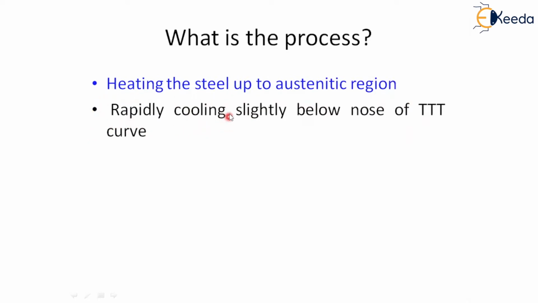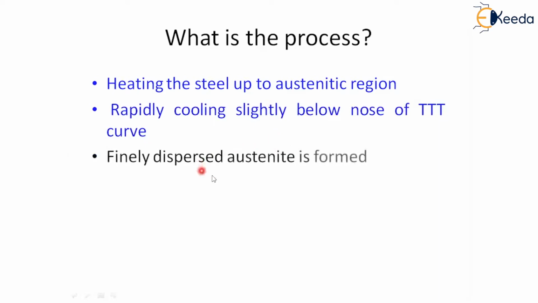That means sudden cooling is applied, and the temperature has to be decreased slightly below the nose of the TTT curve. By doing this process, you will get finely dispersed, that is distributed, austenite. If you follow these steps, automatically we get the material properties that we want, that means increased hardness and toughness in the material.